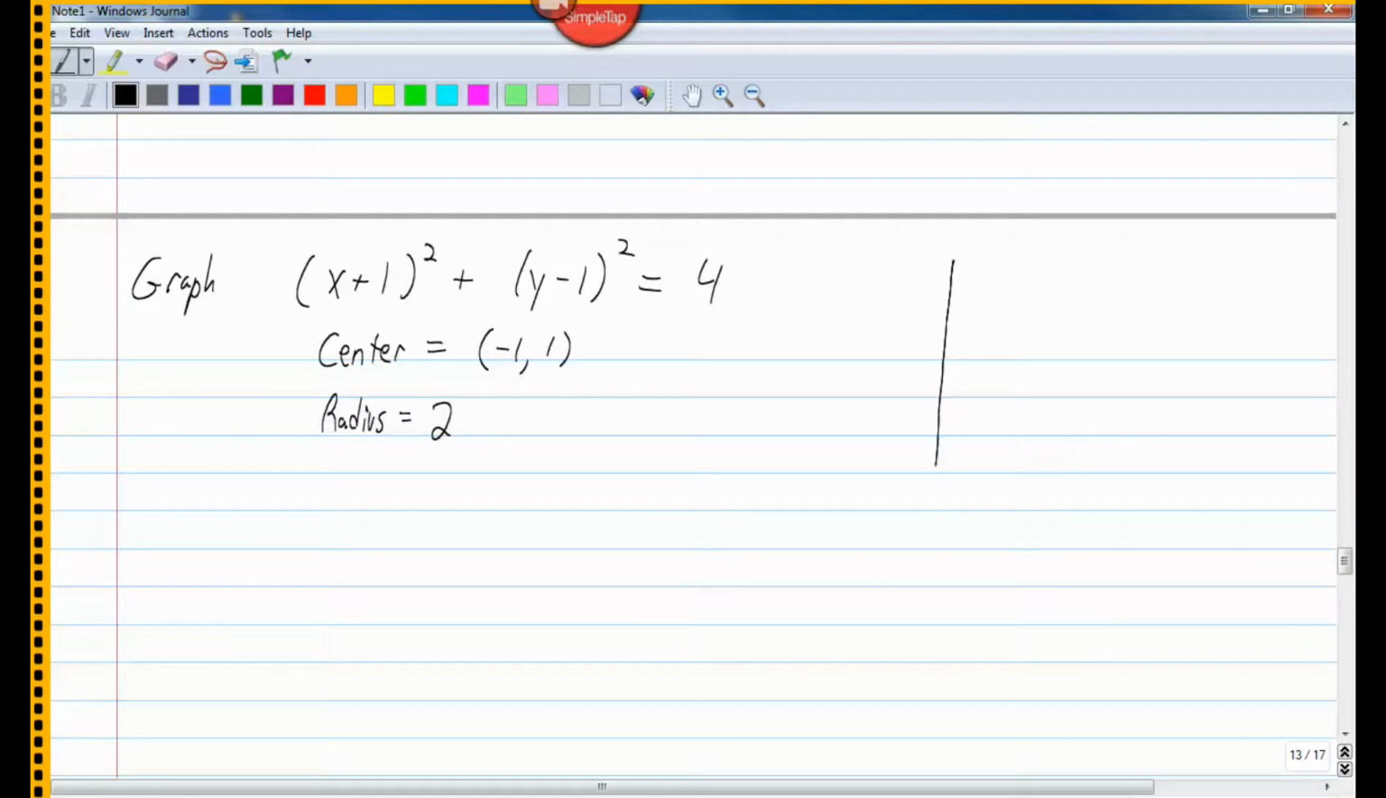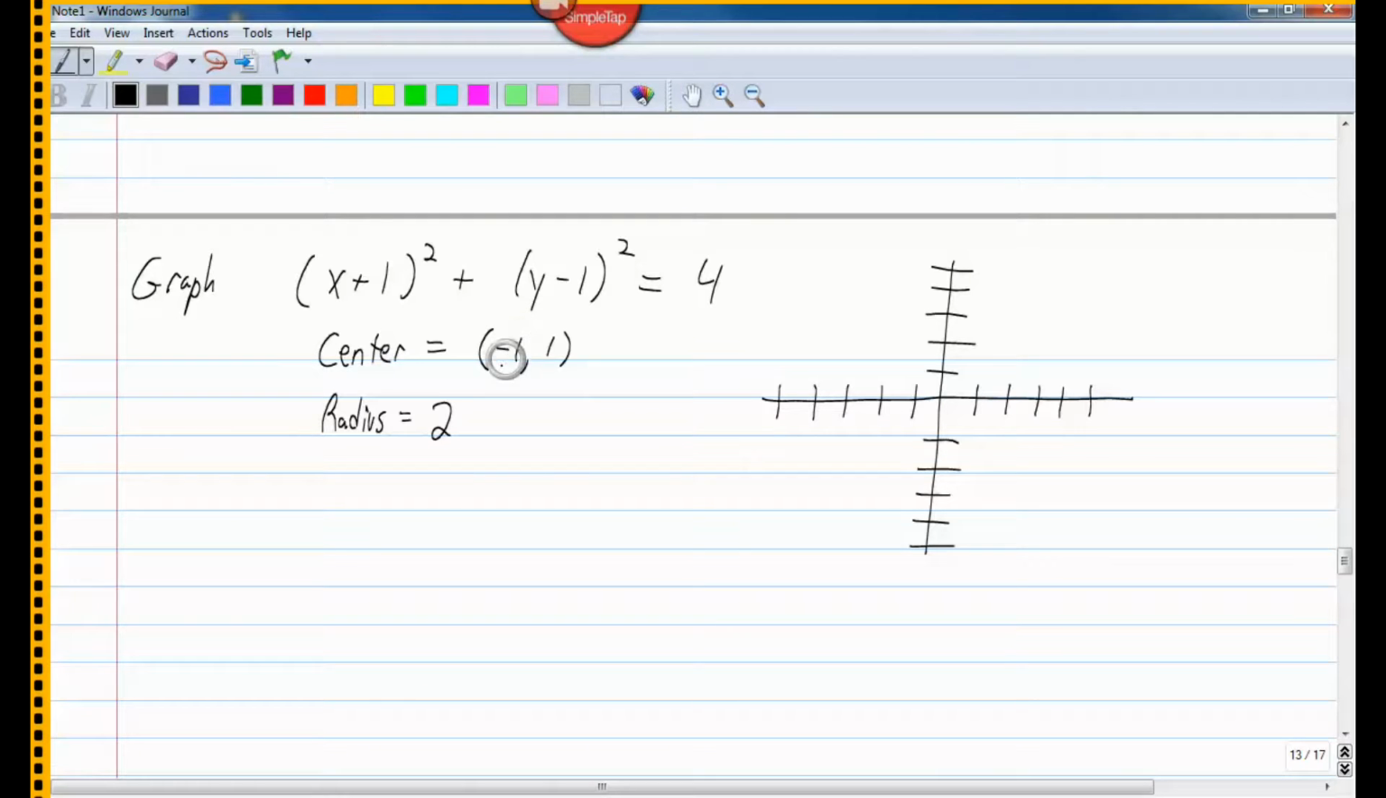So if we want to sketch one of these, or graph one of these, here's what we need to do. First, go to the center of the circle. So our center was at -1, 1. Right here is the center of my circle. Now, to get some points on the outside of the circle, take the radius, and from that center point, since the radius is 2, go 2 units to the right and put a point.